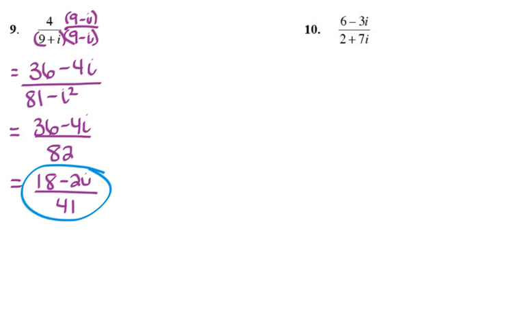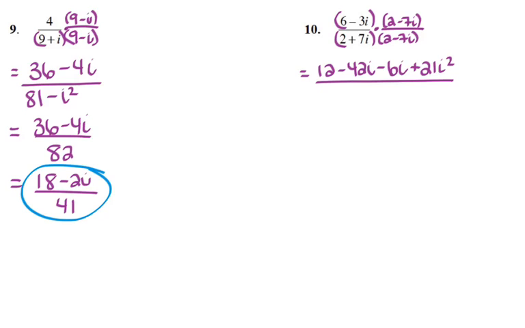For number 10, you're doing the same thing. So my denominator is 2 plus 7i, so I'm going to multiply by 2 minus 7i, since that's the conjugate. Now this one's a little trickier because you do have multiple terms in that numerator, but it's just going through the process of multiplying. So I have 12 minus 42i minus 6i plus 21i squared in the top.